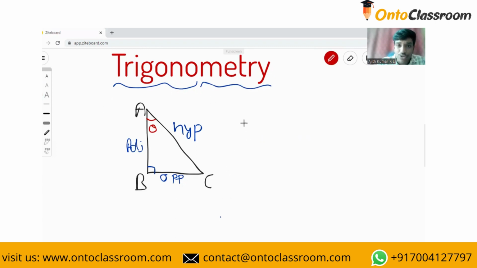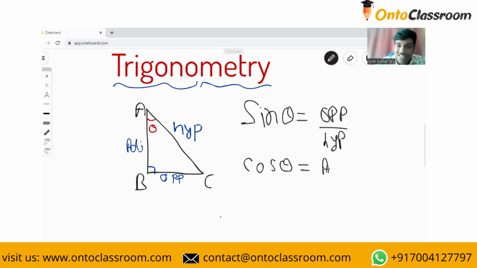Now we define 6 trigonometric ratios. What are those? The first one is sine theta. What is sine theta? It is basically opposite side by hypotenuse, that means BC by AC. And then we define cos theta. Cos theta is basically adjacent side by hypotenuse. So we define 6 trigonometric ratios like this: sine, cos, and then next is tan theta.